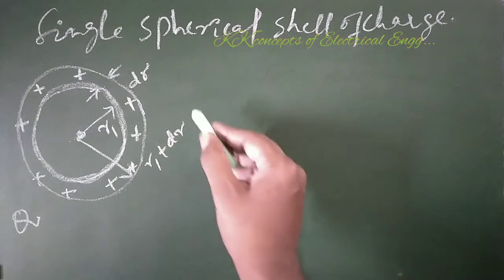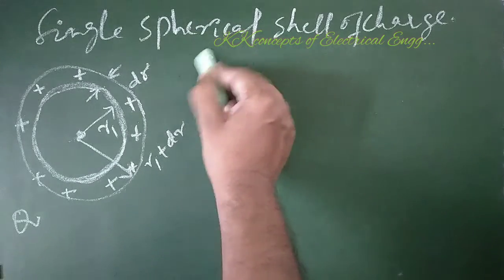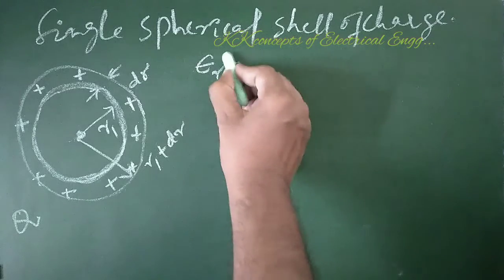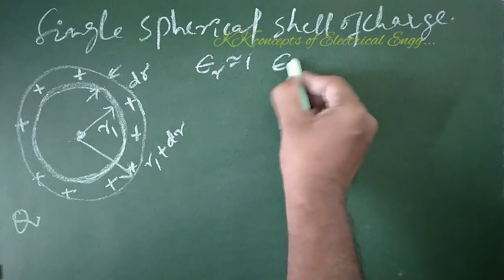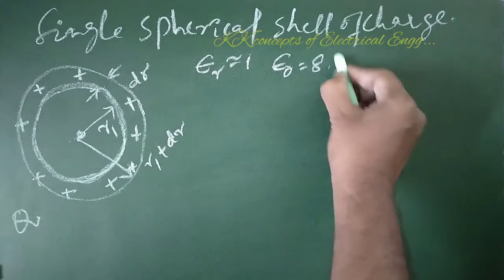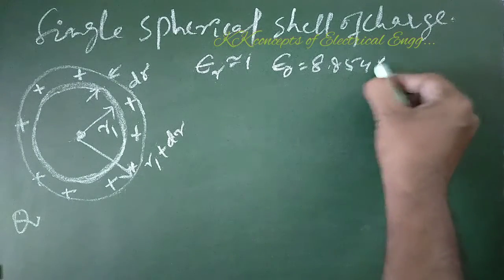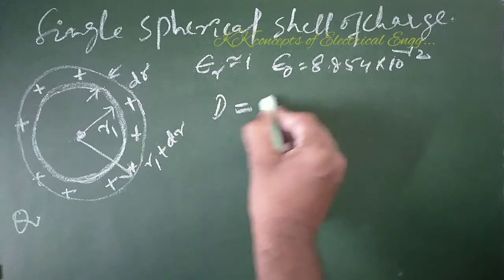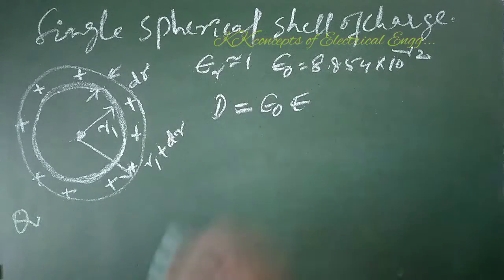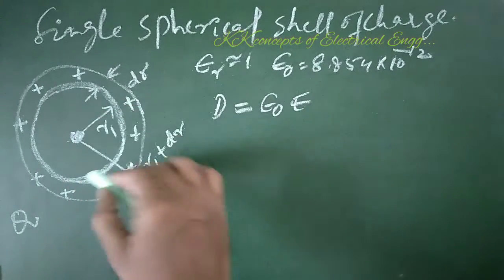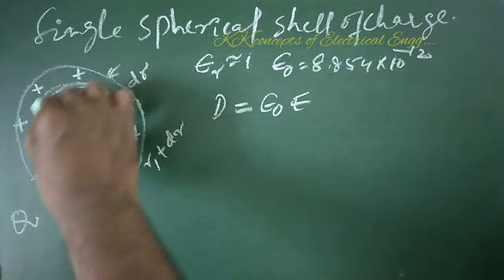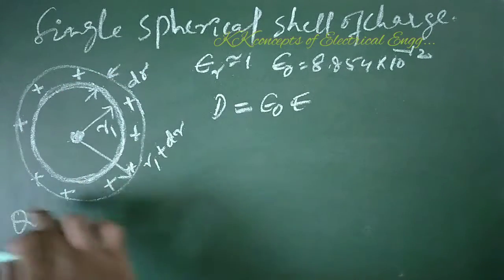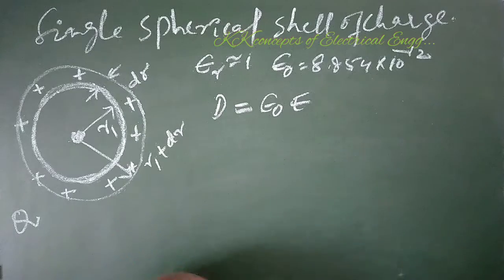Since the medium is air, epsilon r is approximately equal to 1. Epsilon naught equals 8.854 into 10 to the power of minus 12. D equals, we know, epsilon naught E. This is the sphere surface. On the surface we have the charge Q, positive charge.